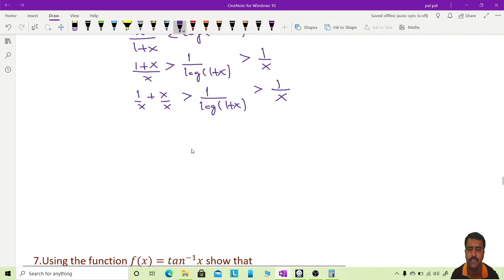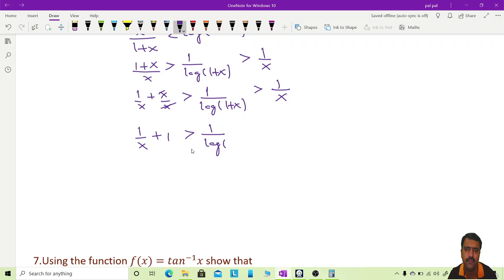Yes, this x and x cancels. X and x cancels. Remaining here is 1 by x plus 1 greater than 1 by log of 1 plus x, which is greater than 1 by x.